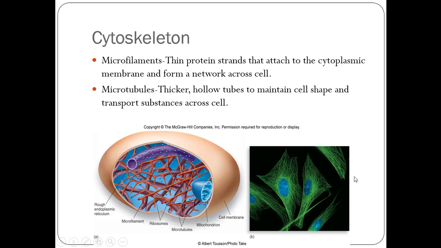The cytoskeleton is what gives the cell its structure. So we have these microfilaments, which are thin protein strands that attach to the cytoplasmic membrane and form a network across the cell. These are mainly important for structure. And the microtubules, which are thicker and more hollow, help maintain cell shape and transport substances across the cell. And we have a little depiction of that down here. The microtubules look like these big old tree branches, and then the microfilaments are these smaller ones. And I think there's actually a middle size one as well. There's an intermediate filament, which is not indicated here, which is probably not important for this class, but just so you know.